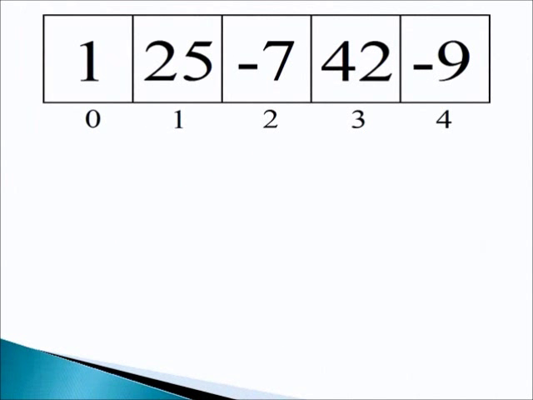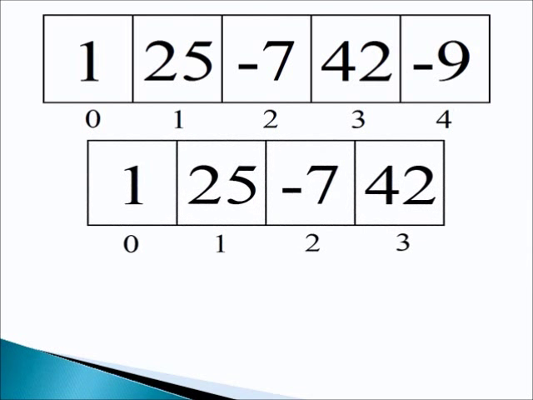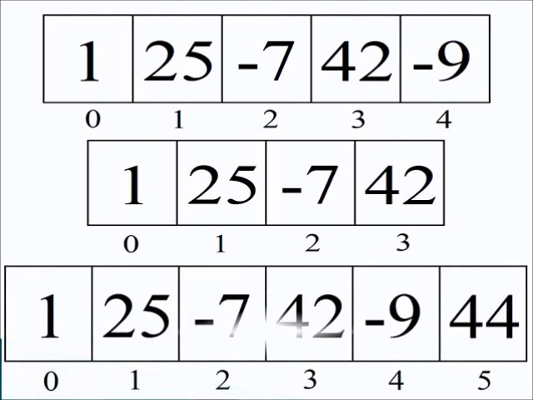For example, this ArrayList of ints currently has 5 cells. I can remove an index and decrease the overall size, or do the opposite and add an index and increase the overall size.